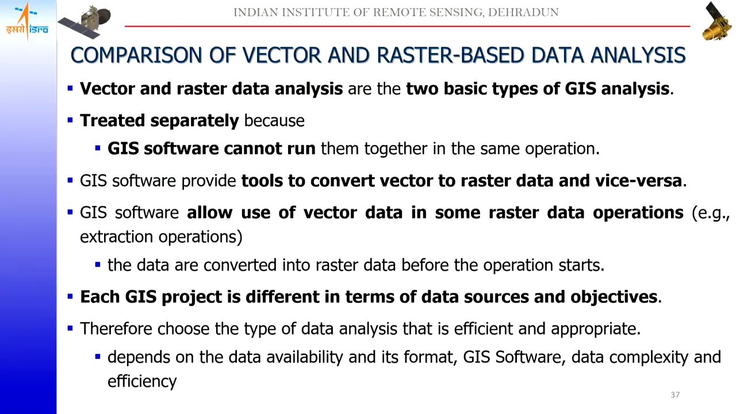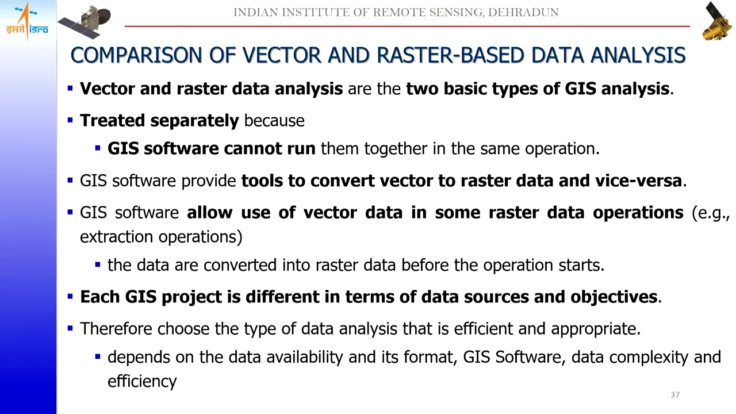In some of the operations, GIS software also allows us to use vector data in the case of raster based operations. As I said, in the case of zonal statistics, consider that example, we can define the zone either as a vector layer or also as a raster layer. But inherently, what happens behind the scenes is that the software can work in either of the two domains, not in both. So data will be converted to raster behind the scenes before the operation starts.